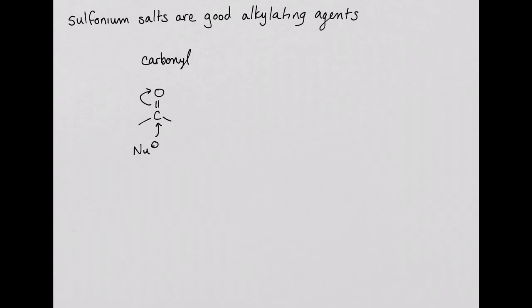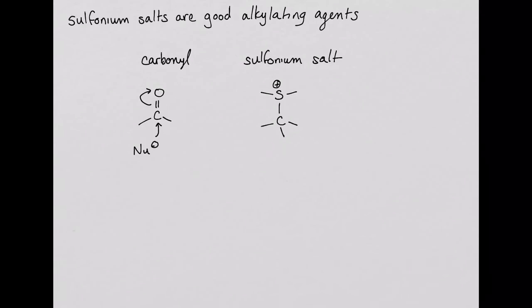A sulfonium salt reacts in a similar fashion. The carbon attached to the sulfur is a good electrophile because the sulfur can accept the extra electrons that are donated by the carbon when it is attacked by a nucleophile. In both cases, the oxygen of the carbonyl and the sulfur of the sulfonium ion are acting as an electron acceptor, making attached carbons good electrophiles. Now let's look at an example.